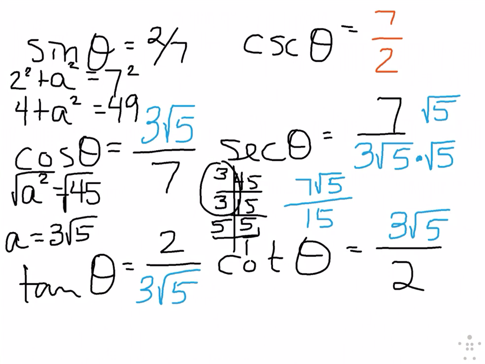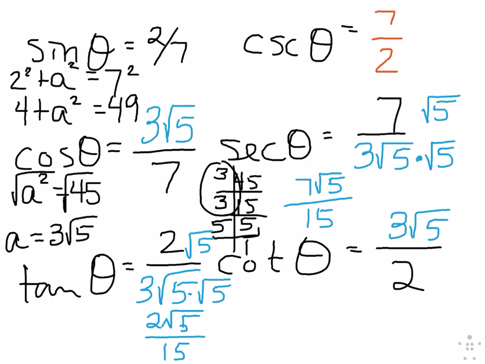What about the tangent? What do I have to do? Same thing. Multiply it by root 5 to the bottom and the top. So I end up with 2 root 5 over what? Over 15 again. Because root 5 times root 5 is 5, and 5 times 3 is 15. That's number 1 in the review. As a reminder, number 1 in the review is a lot like number 1 on your test.